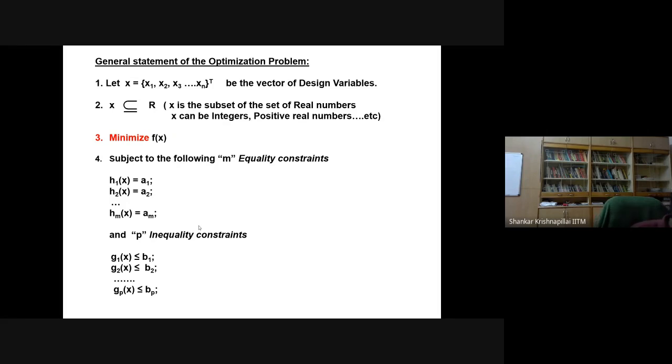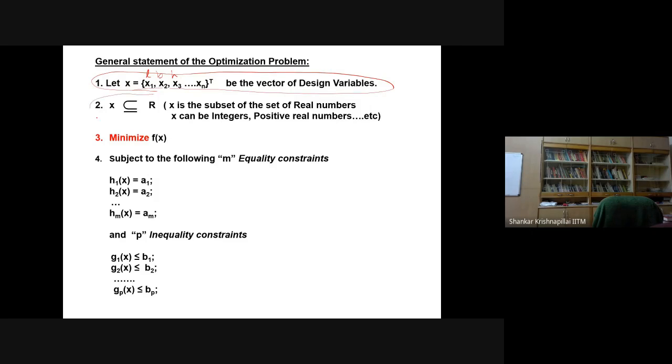So what is the general statement of optimization problems? That is, what all things you have to specify to get a proper optimization problem. Okay, the first is that you have to specify the vector of design variables. Let x equal to x1, x2, x3 be the vector of design variables. For example, if I want to minimize the volume of a beam, this will be length, breadth, height. So that has to be defined.